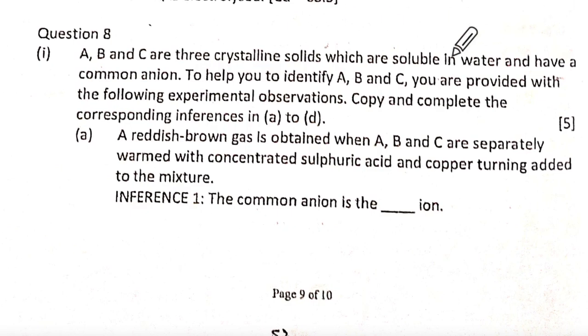A, B, and C are 3 crystalline solids which are soluble in water and have a common anion. Crystalline, most of them, in fact all of them are soluble in water. And if all of them are soluble in water and have a common anion, I would think of nitrates.